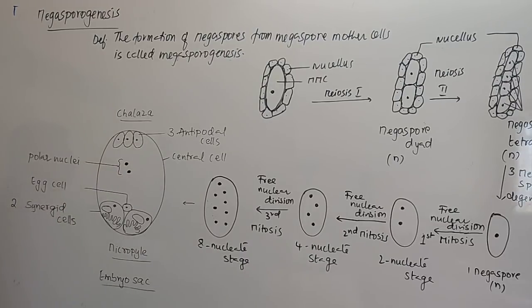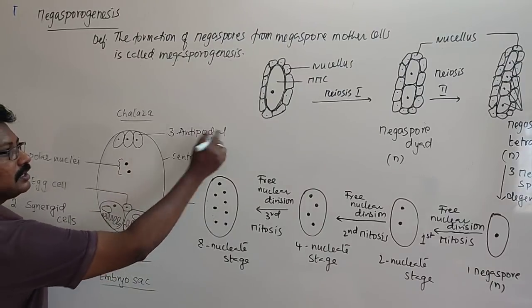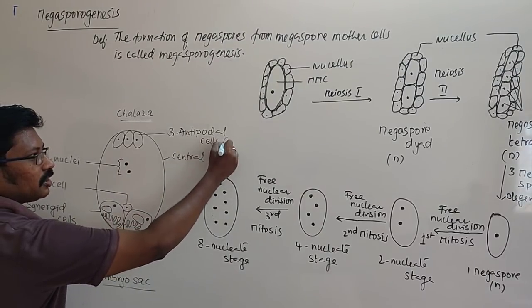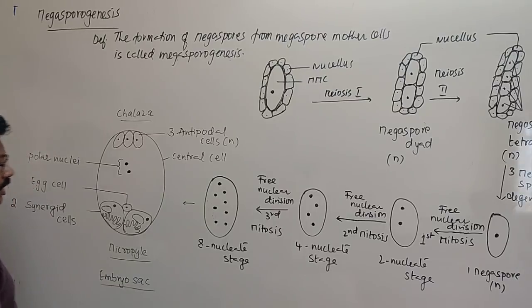Now let's see the ploidy of all the cells here. The antipodals, all 3 antipodals, are haploid in condition. The synergid cells are also haploid in condition, the egg cell is also haploid in condition, and each polar nucleus is also haploid in condition. So the entire embryo sac is actually haploid.